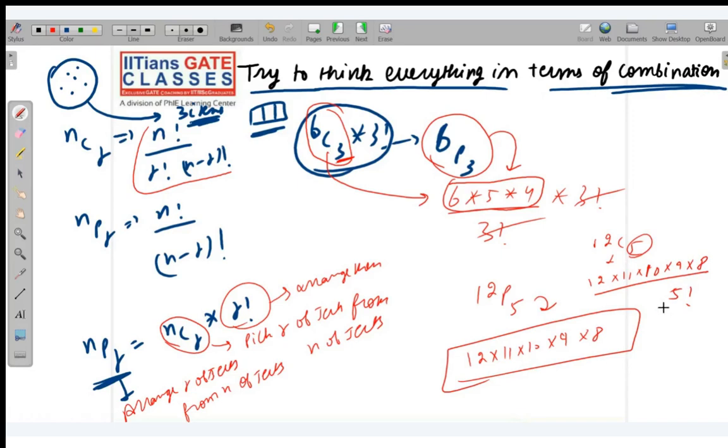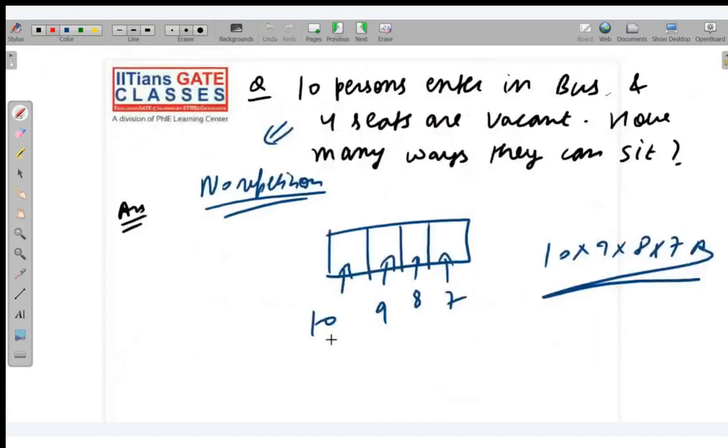I hope I have made the point clear. So these shortcuts we will use. Now you can check it out yourself. In the previous slide I have written 10 into 9 into 8 into 7. That is nothing but 10P4. Write it properly, 10P4.